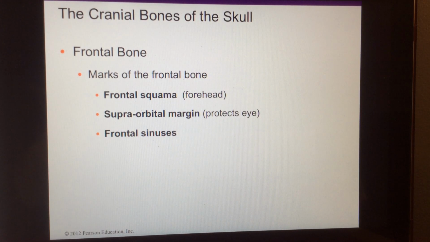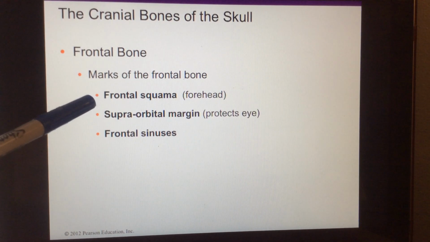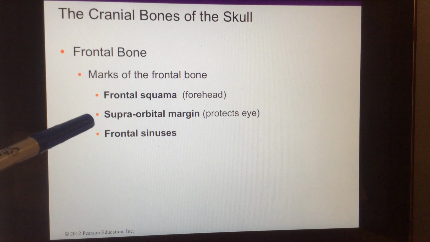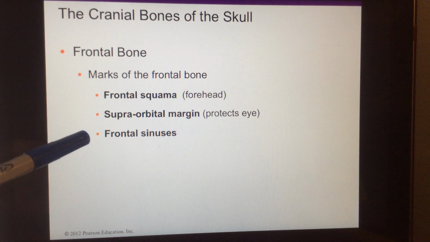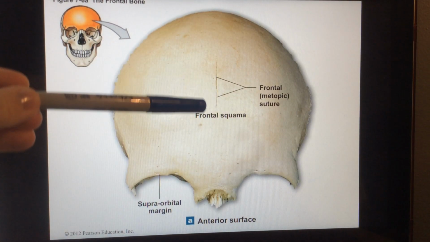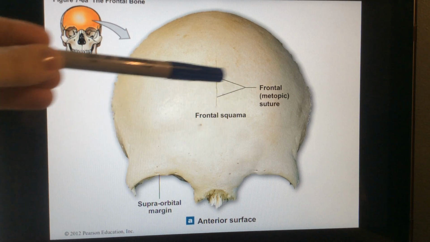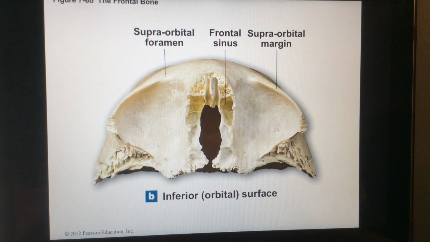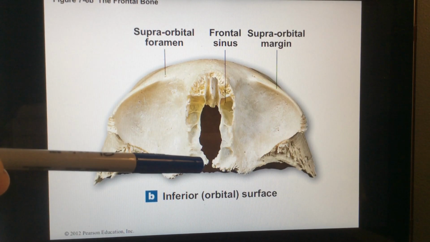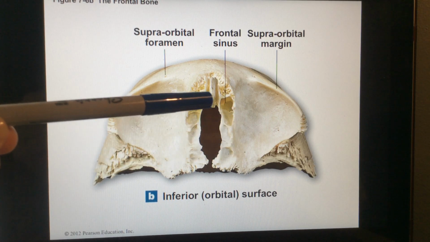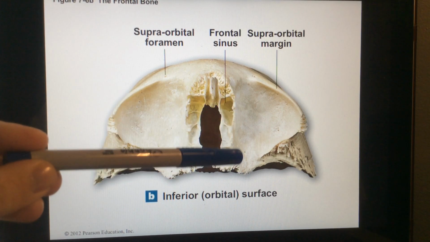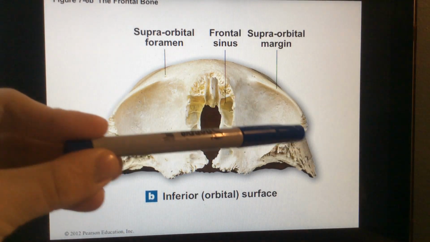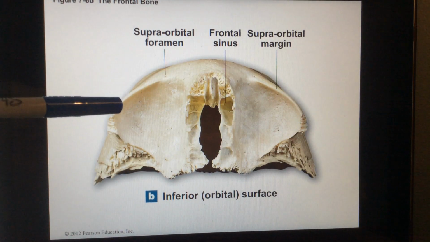So if you were to be playing ball and you got hit in the forehead, it would probably hit near this frontal squama. Again, it creates the roof of the orbit, so you'll see a superior orbital margin, and you'll see these frontal sinuses. So this frontal squama is right here, right in the middle of the forehead, and then you'll see this margin for the roof of the orbit. Here in this inferior or orbital surface, you can appreciate more of these sinuses, meant to be air-filled cavities. And then you can see more of this ridge of the orbit, the roof of the orbit.